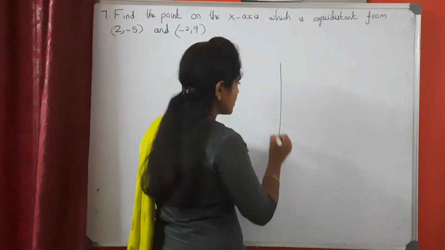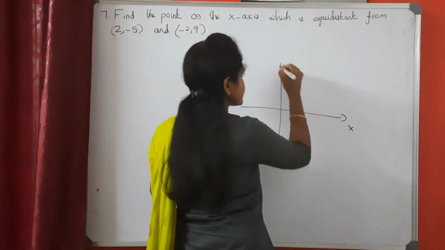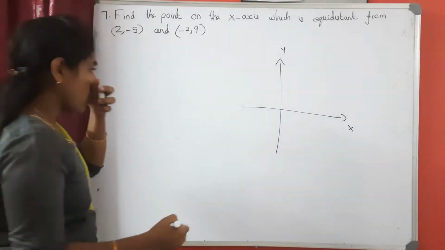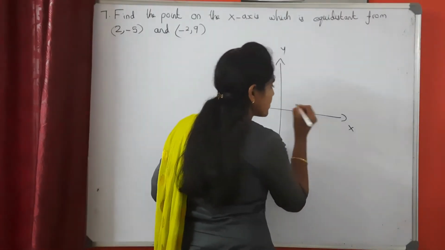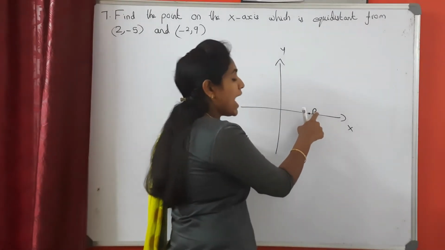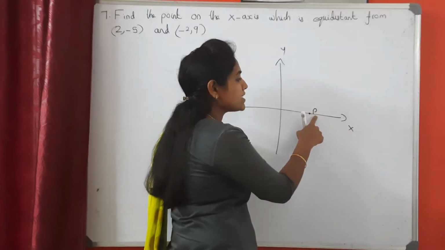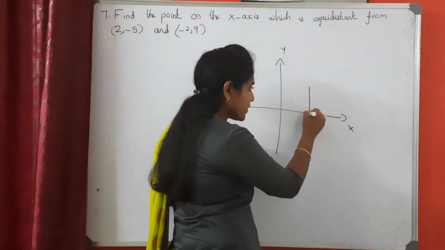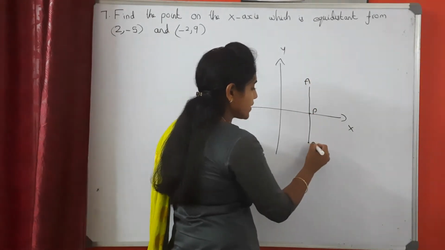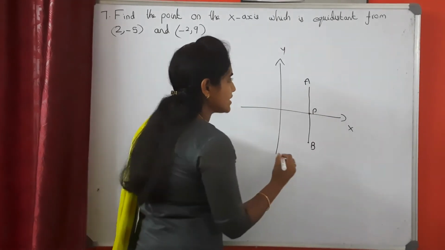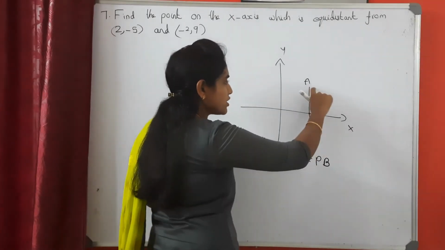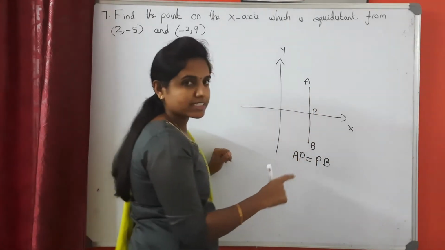See, this is the x-axis and here the y-axis, right? What they are saying, find the point on the x-axis. On the x-axis, one point is there. Suppose the point is P. We have to find this point, and they are saying this point is equidistant from A and B. AP and PB, these two distances are equal. AP equals BP.